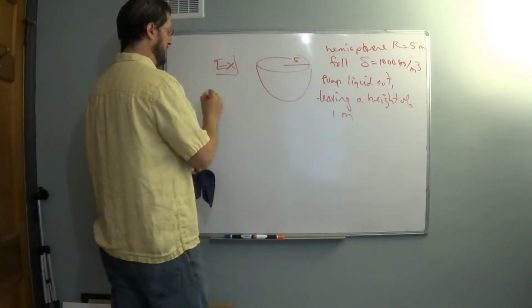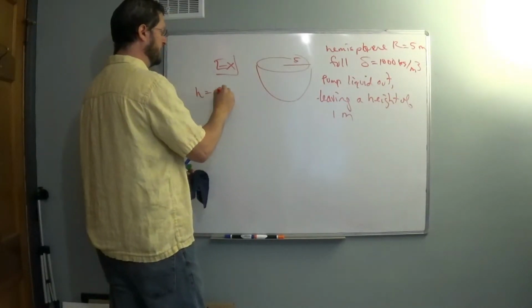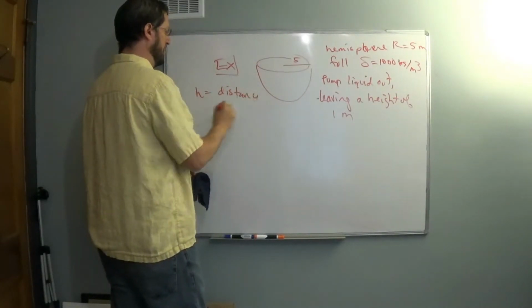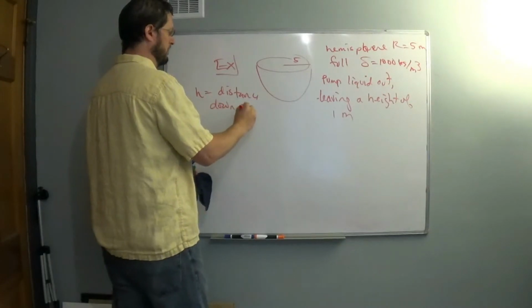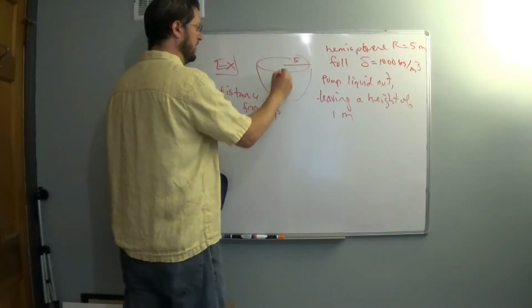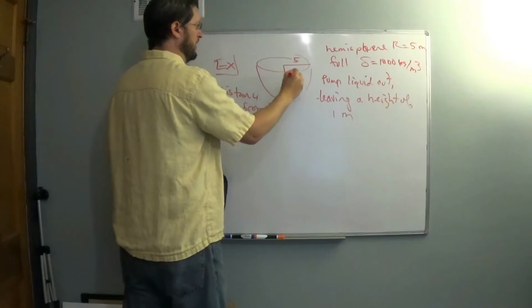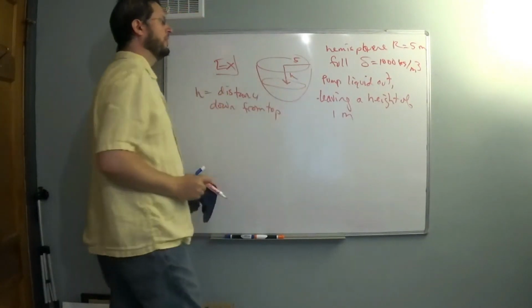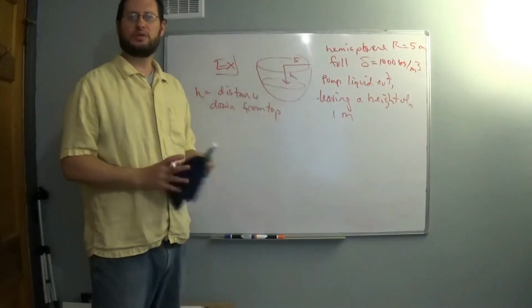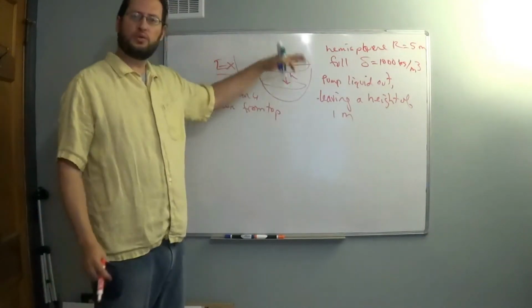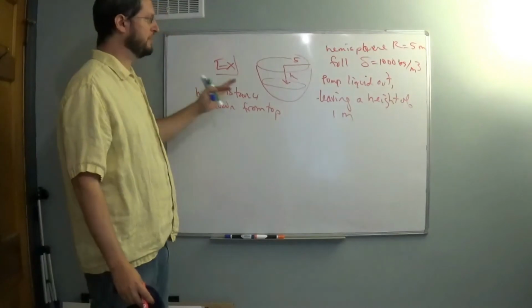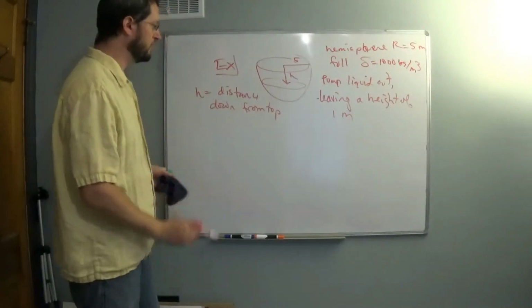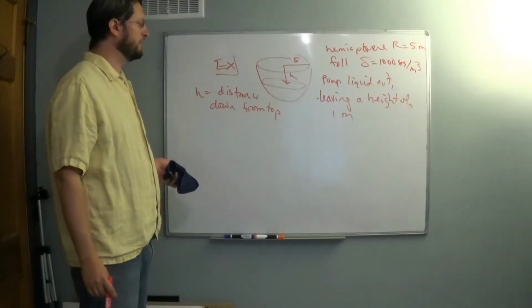So let me do the same thing. We're going to let h be the distance down from the top. So as before, we want h to be this. And our question is, what is the radius of that circle? It's not a cone, so it's not as simple as setting up similar triangles. We have to do something a little bit different here.